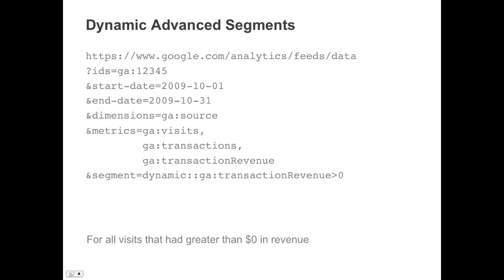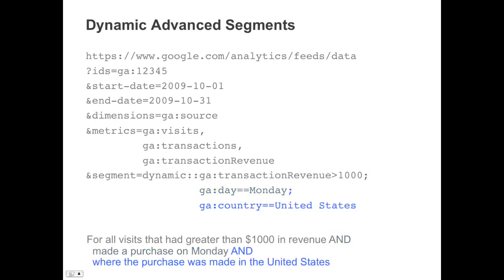Because one can define segments directly through the API query, let's look at some examples demonstrating how powerful dynamic segments are. Our original query defined all visits with greater than $0 in revenue. We can easily change that to visits with greater than $1,000 in revenue. The segment parameter supports the same operators as the filters parameter. Here, we've just narrowed the scope of our original segment to only transactions that occurred on Monday. And here, we further narrow the scope to purchases in the United States. We can even change the operator to use a regular expression to say either United States or Canada.